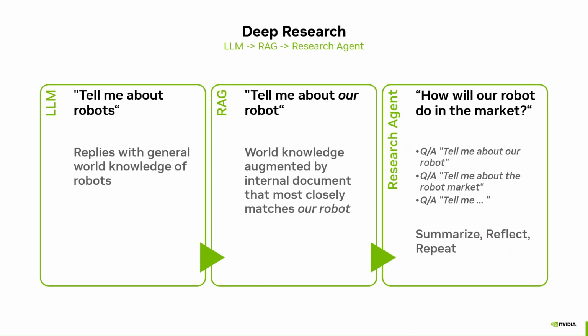We can now ask complex queries requiring comprehensive synthesis across multiple data sources, such as, how will our robot do in this broader market? This query requires a multi-step approach that is difficult to complete with single-shot RAG, such as needing to research about my particular robot, learning about the broader real-time market, and so on. In short, you can think of deep research as adding agentic capabilities to traditional RAG, to make it much more powerful and able to handle more complex, multi-step tasks effectively.